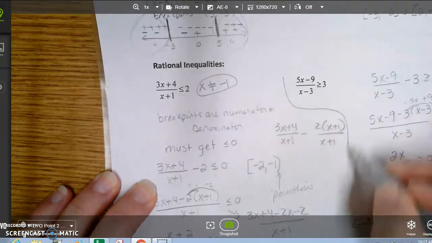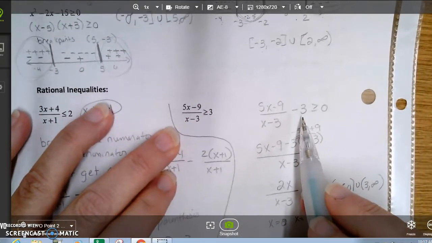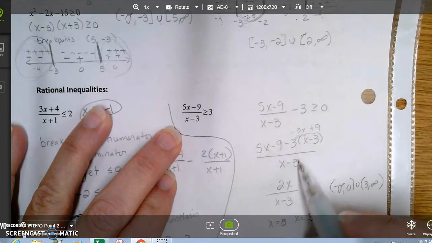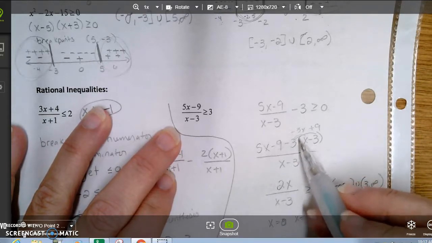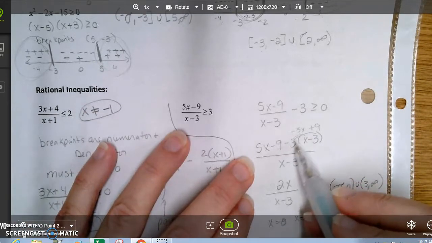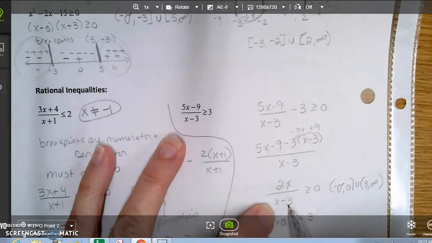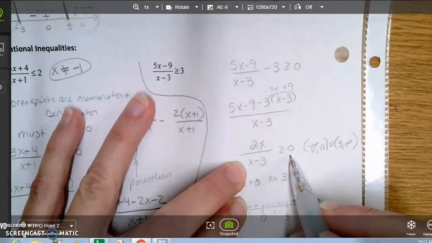Okay, so let's look at this next one. So we're moving the -3. We get our common denominator, so we put x minus 3 next to the -3. We distribute, so you get -3x plus 9. And then the 9s are going to cancel out. You're left with 2x on top and x minus 3 on the bottom. All of this is greater than or equal to 0.